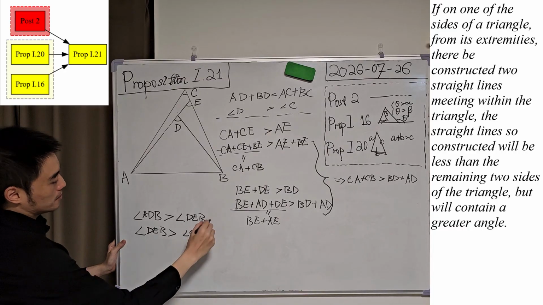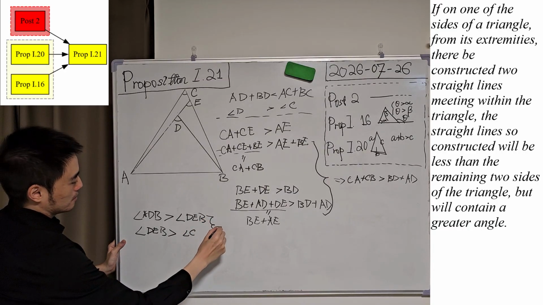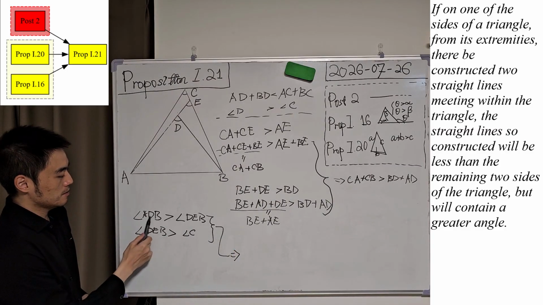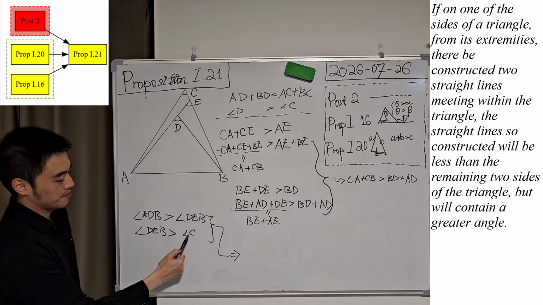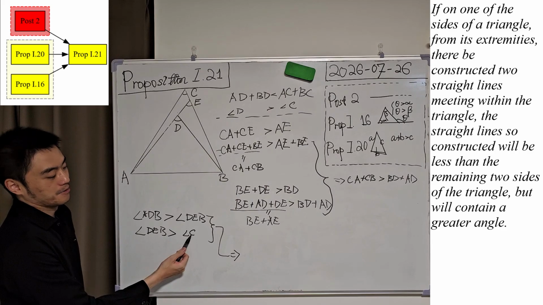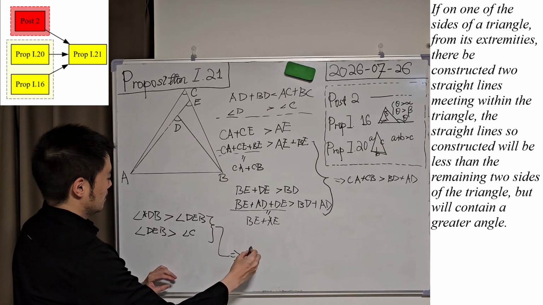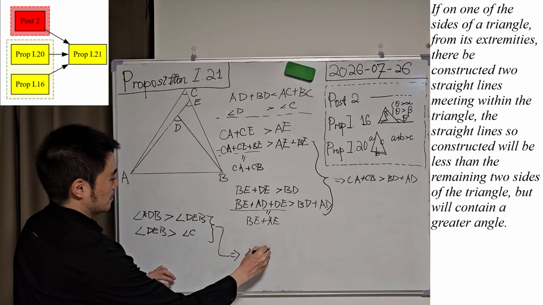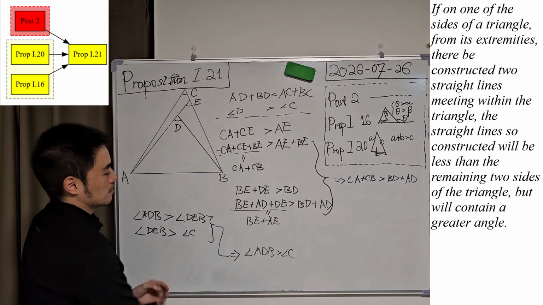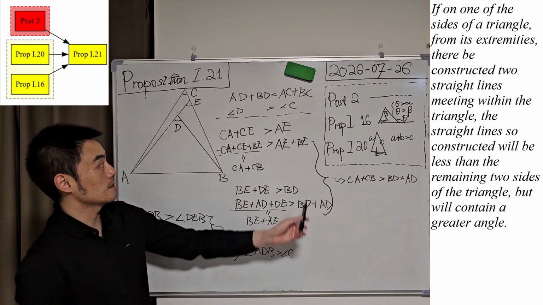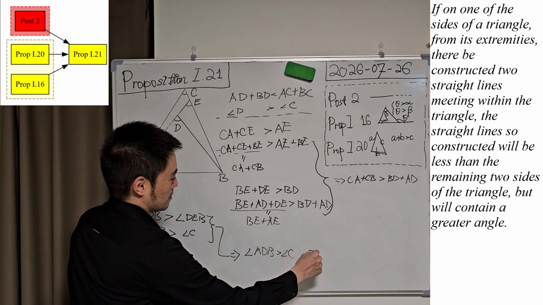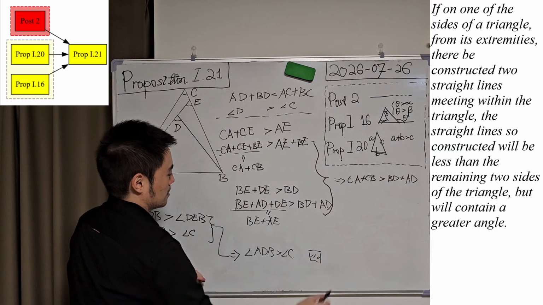So let us combine these two inequalities together again. This is greater than this, and this is greater than this, which means angle ADB is greater than angle C. So we can conclude that angle ADB is greater than angle C, which proves the second statement of this proposition. So this ends our proof.